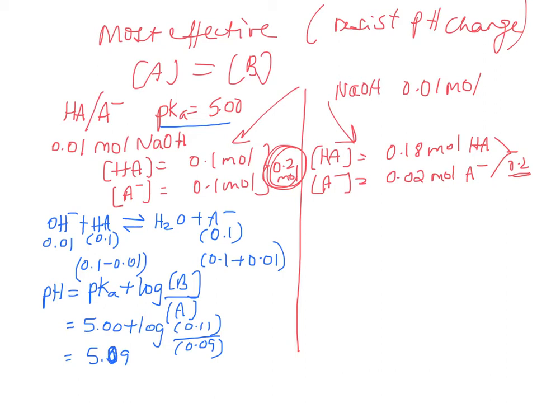So if you consider the pH of this buffer, essentially you went from 5 to 5.09. That's not a lot of change. So in terms of the change in pH, one would be able to say that they went from 5.00 to 5.09, so 5.09 minus 5.00 divided by 5.00 times 100, and that comes out to be 1.8%.